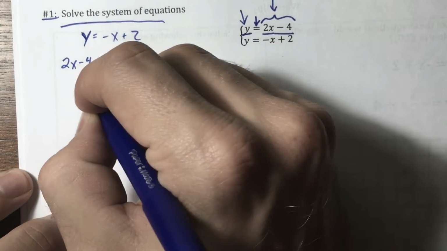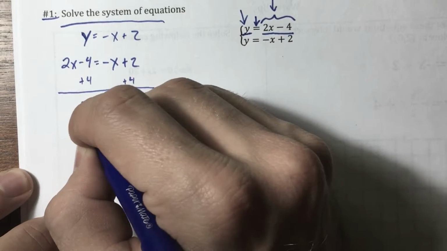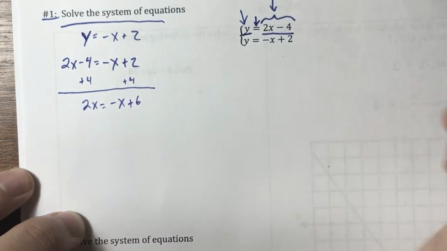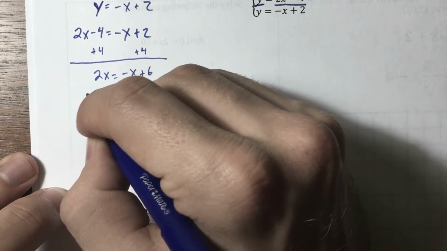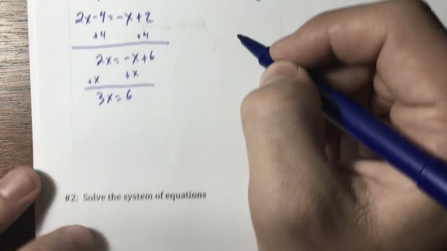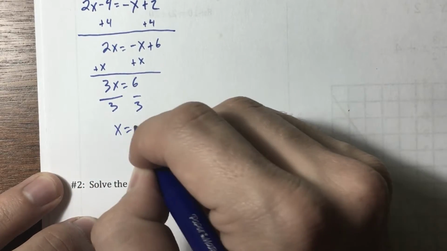We can add 4 to both sides. So we'd have 2x equals negative x plus 6. Then we could add x to both sides to get 3x equals 6. Last step, we can divide both sides by 3 and get x equals 2.